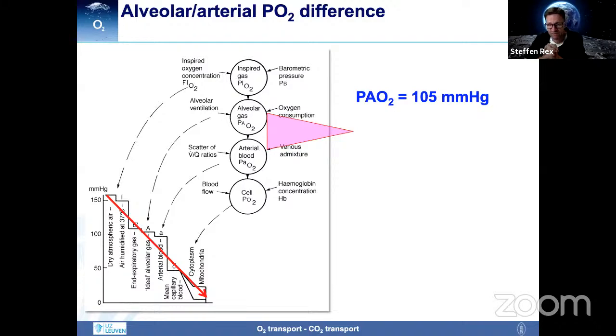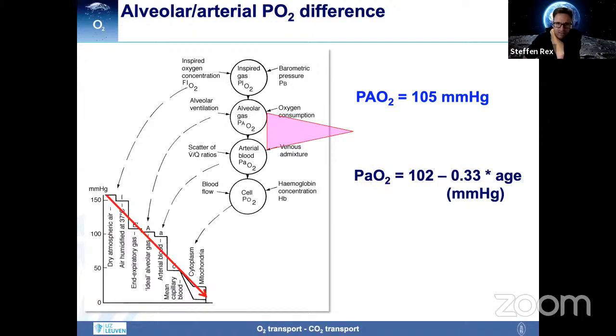The diffusion has taken place. And normally, I have told you now that diffusion is really optimized in a normal patient without any major lung or cardiac disease. So one would expect that the partial pressure of oxygen in the arterial blood equals the partial pressure of oxygen in the alveoli. But this is not true.